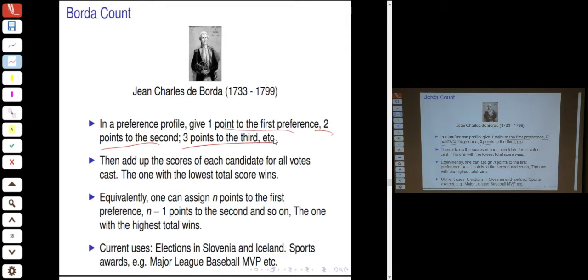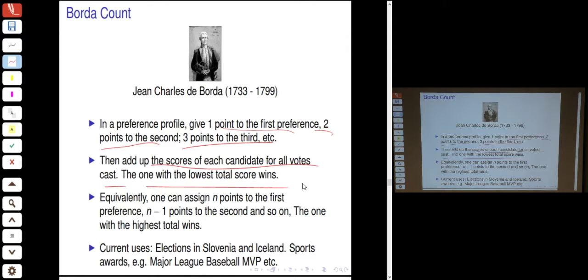So, what we do is that we add up the scores of each candidate for all the votes cast, and then the candidate with the lowest total score wins. So, for each preference profile, you award 1 point to the candidate at the top of the list, 2 points to the candidate in the second place, 3 points to the candidate in the third place, and so on. And then you add up the total number of points received by a particular candidate when you take into consideration all the preference profiles.